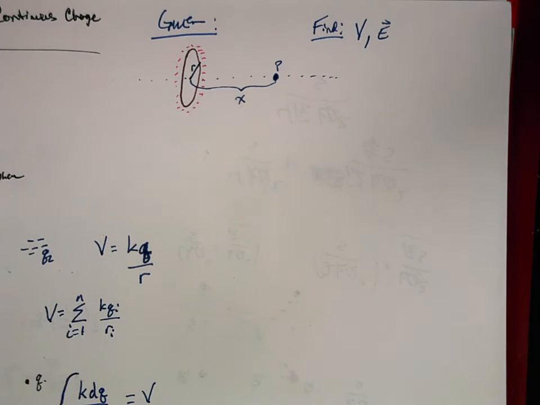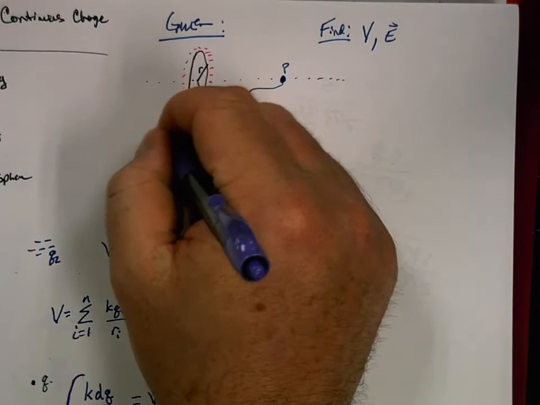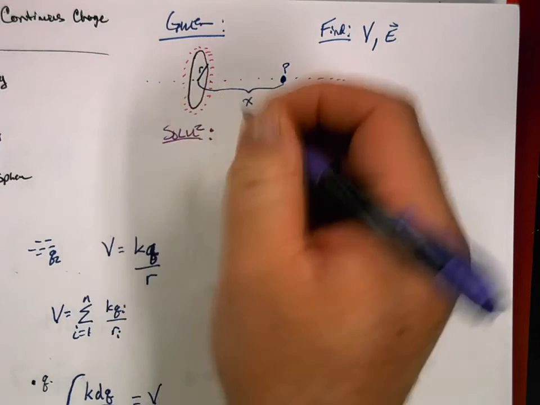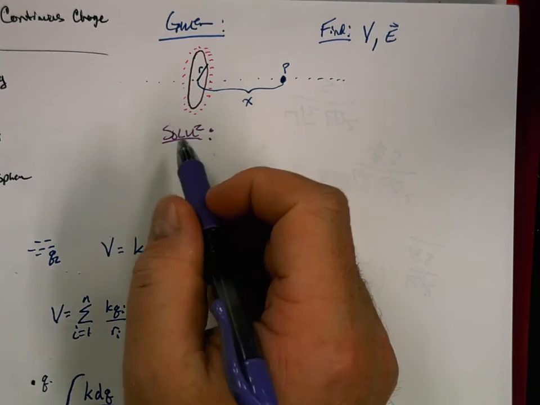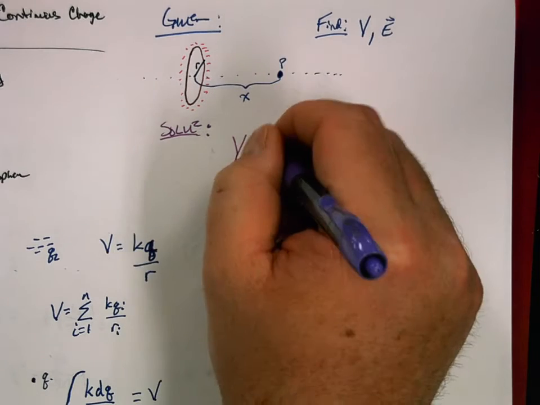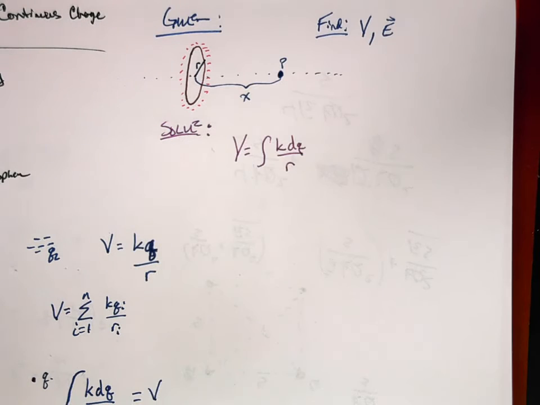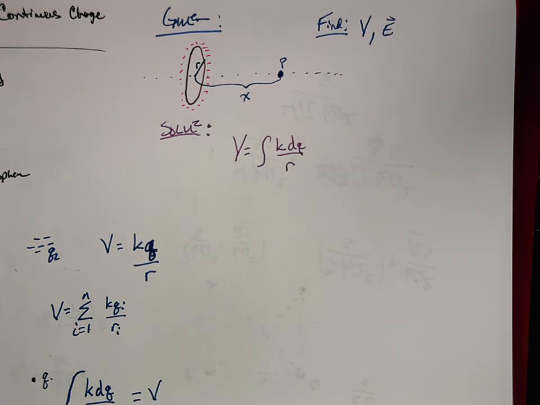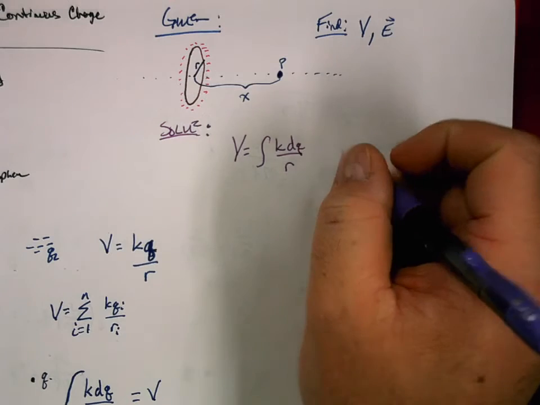All right, so we're going to solve now. That says solve, Shun. Okay, that says solve. All right. Now, our voltage equals the integral of k dq over r. K dq over r.